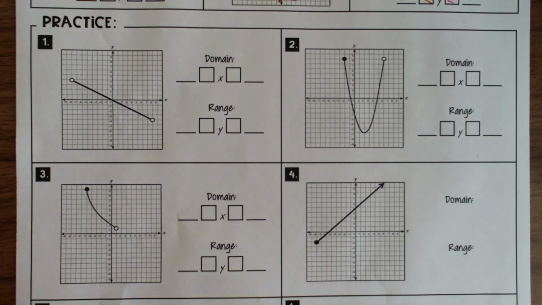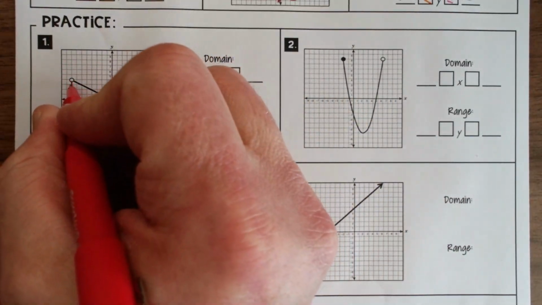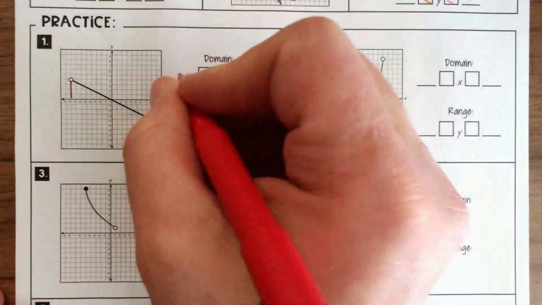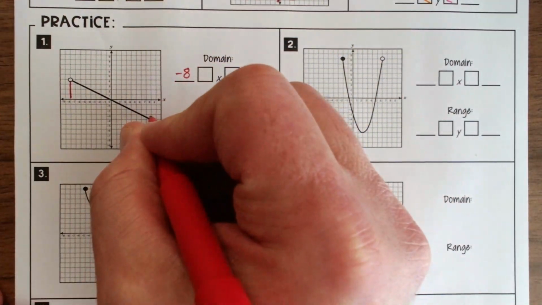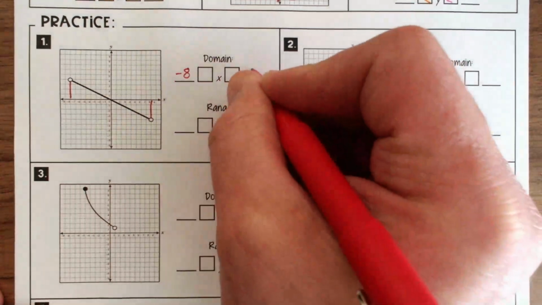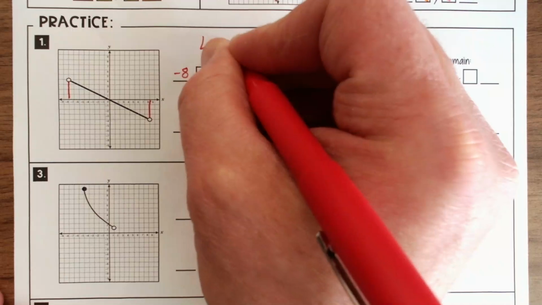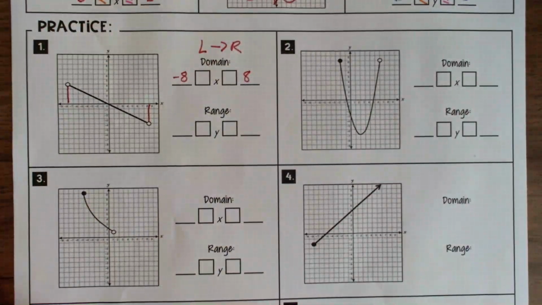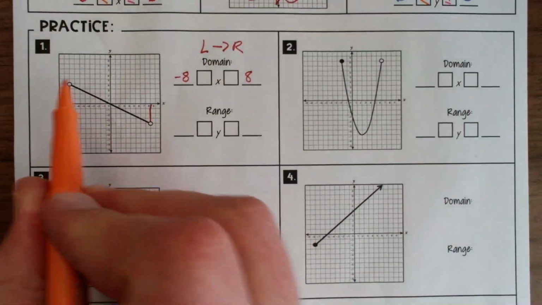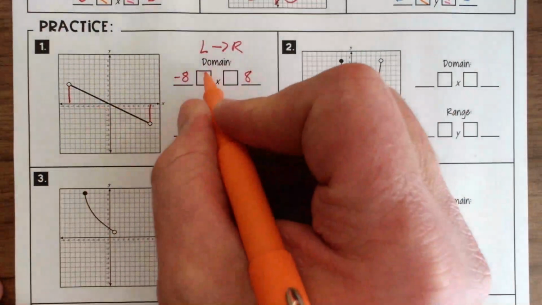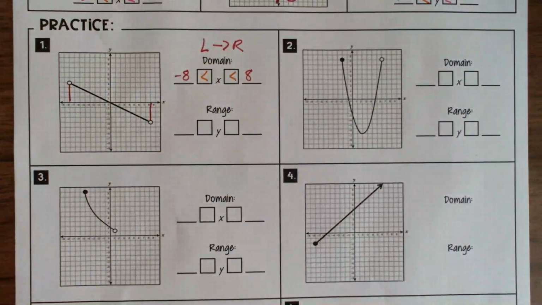Okay. So for the domain, I draw a line going down. That's -8. I draw a line going up. That's 8. Because remember, domain is left to right. Because both my circles are open, that means I'm only using the less than symbol.